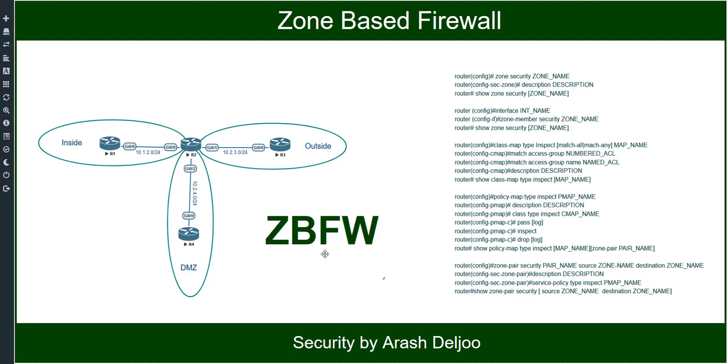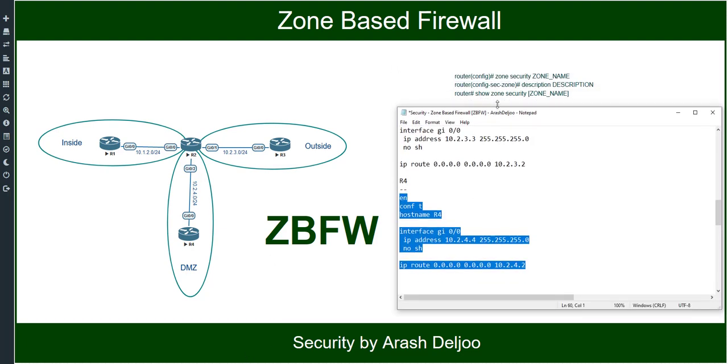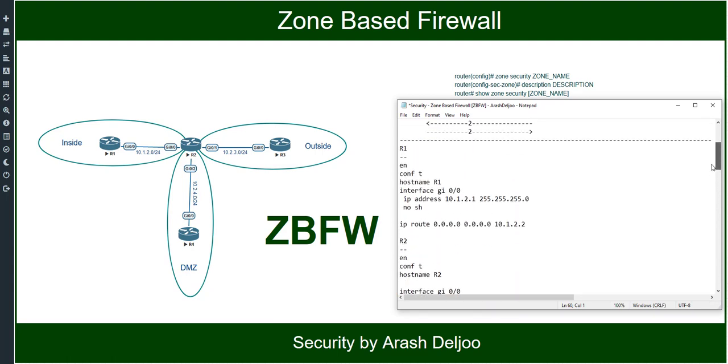How can we define the zones? Here you can see the command. It is so easy. Zone security and then the zone name. If you want, you can assign a description. First, you should define the zone, and after that, you should configure the interfaces as members of these zones. Let me write the configuration here. After that, we can copy this configuration and use it in the CLI.